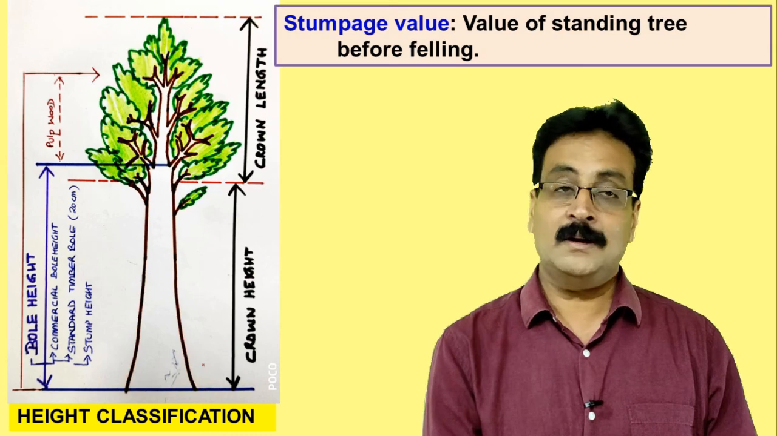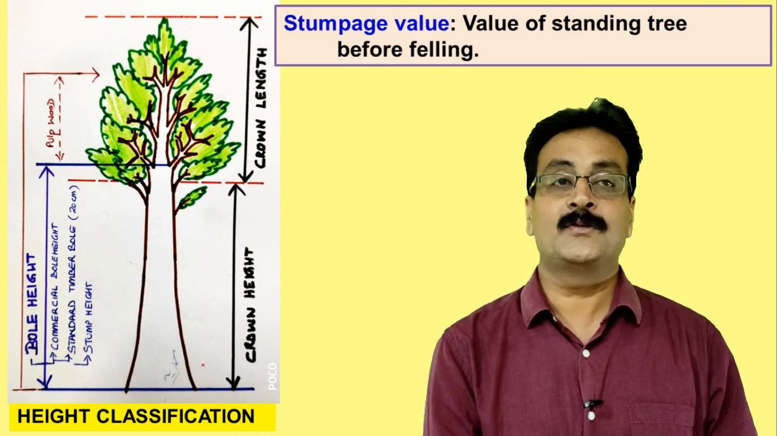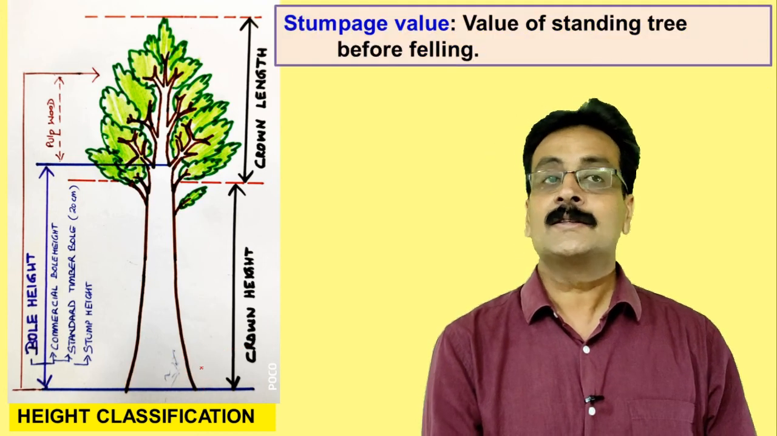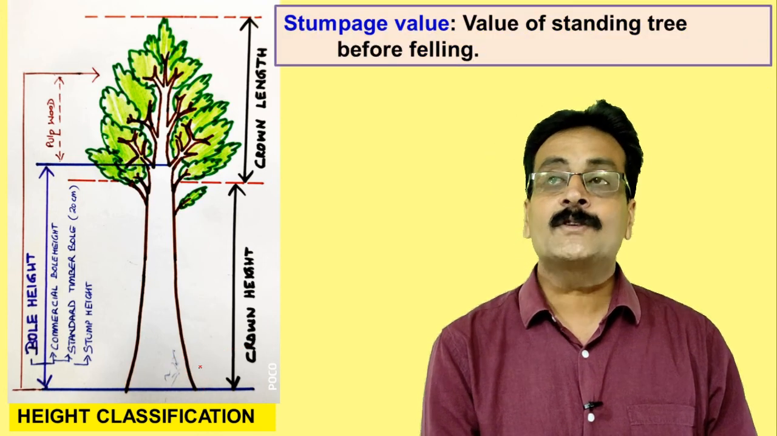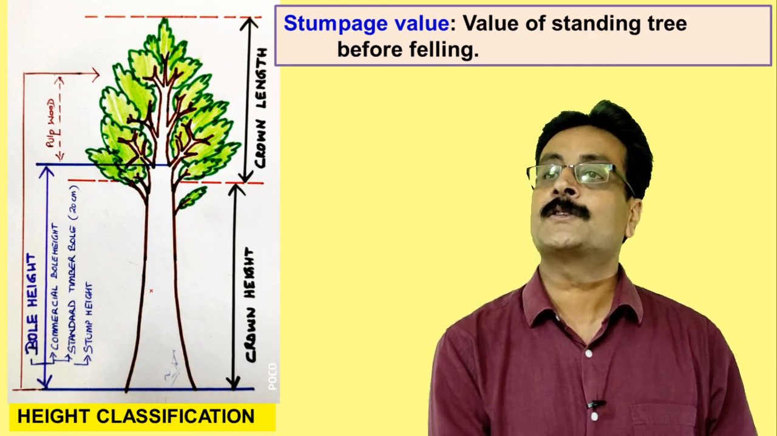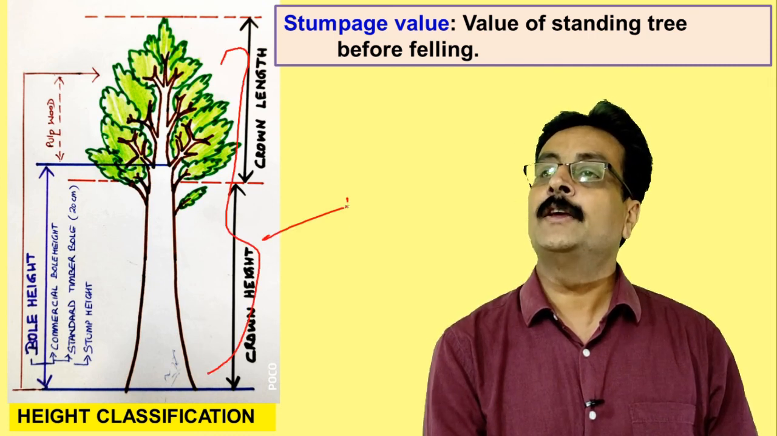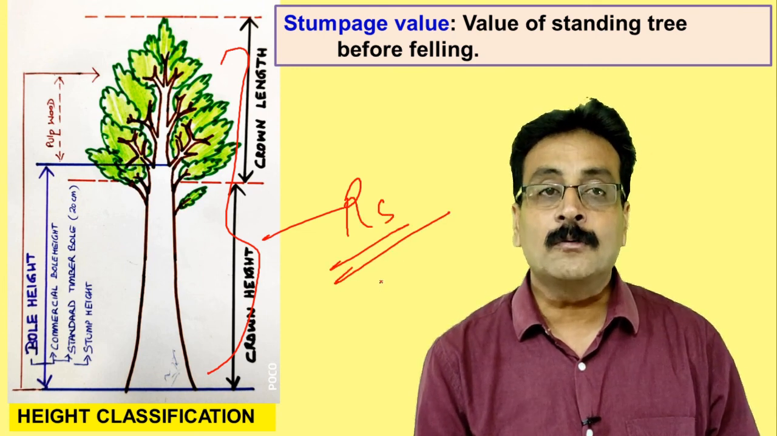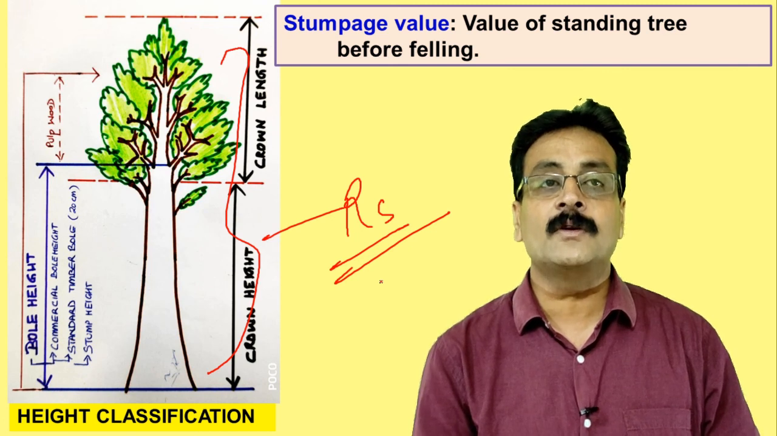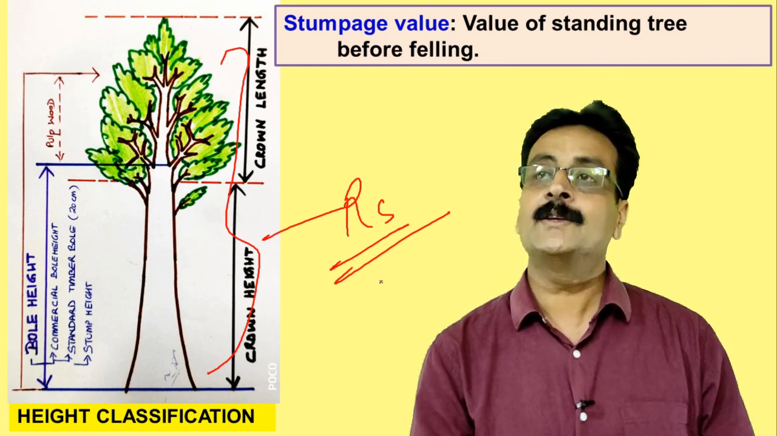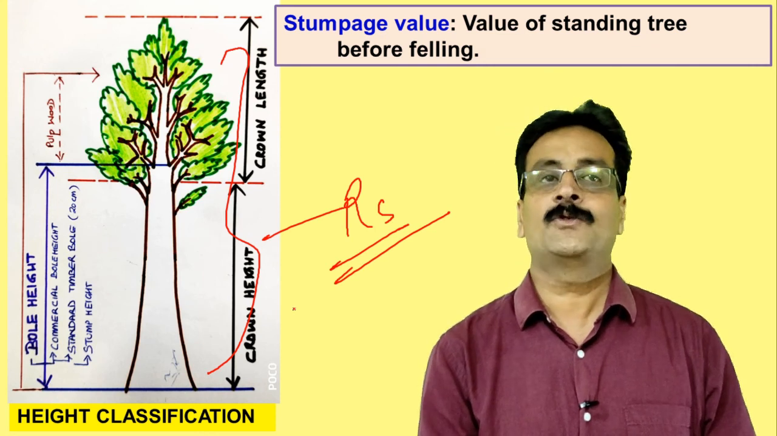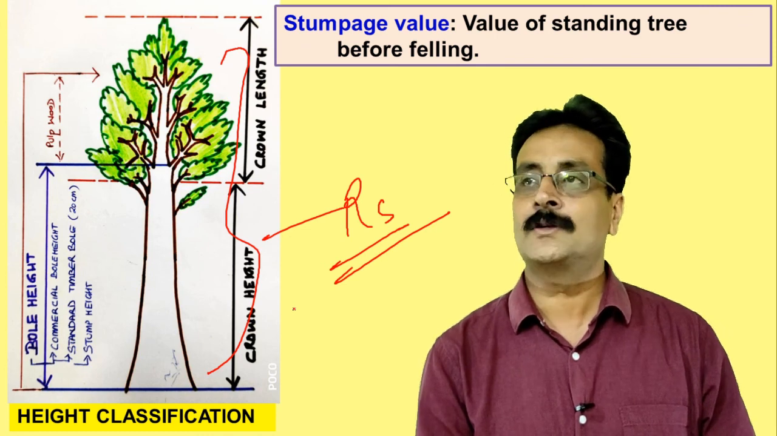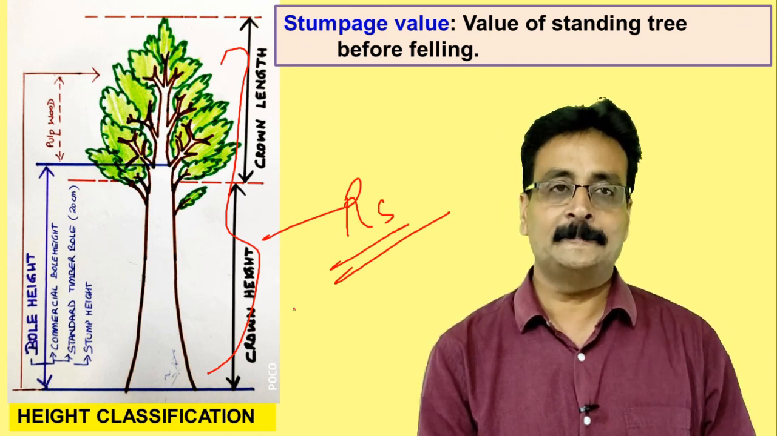But there is one term I want to mention, called stumpage value, which sometimes may be confused with stump height. What is stump height and what is stumpage value? Stumpage value is the value of a standing tree before felling. Now this is a standing tree; before felling you give some value to this tree. Not to one tree, but to 10 trees, 20 trees, a stand, you give some value without felling. That is called stumpage value. We should know this term also and should not be confused. It is a value for a standing tree before felling.